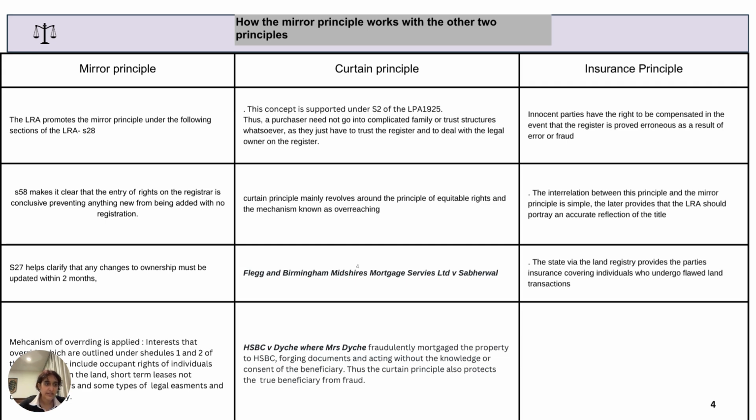The interrelation is such that the mirror principle reflects the true knowledge of what is held within the title, and thus in any event of fraud, this must accurately be mirrored and reflected, such that any loss suffered by the purchaser through fraud, human error or mistakes must be compensated in monetary terms. This will happen such that the state, via the land register, provides insurance covering individuals who undergo flawed land transactions.